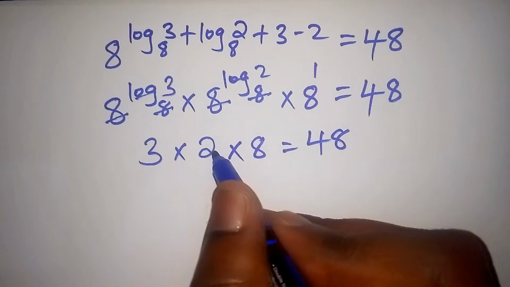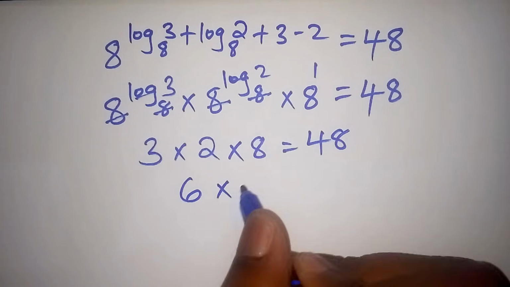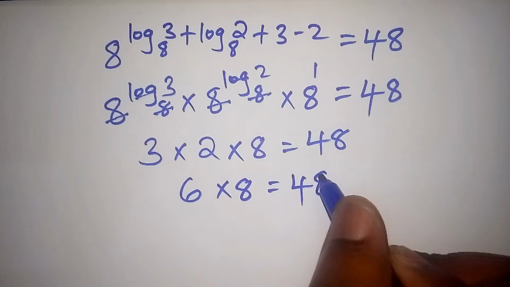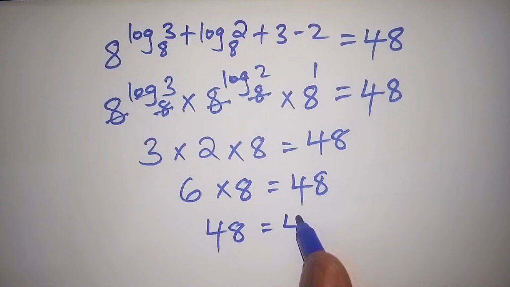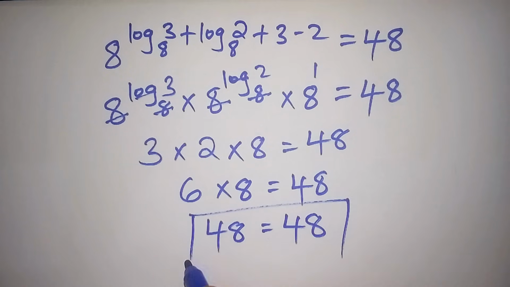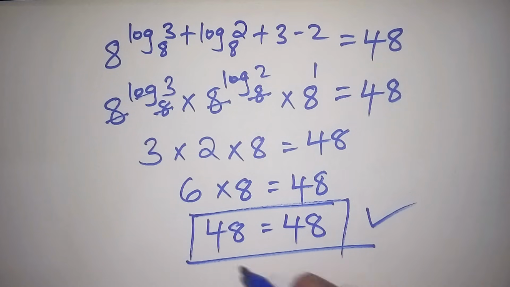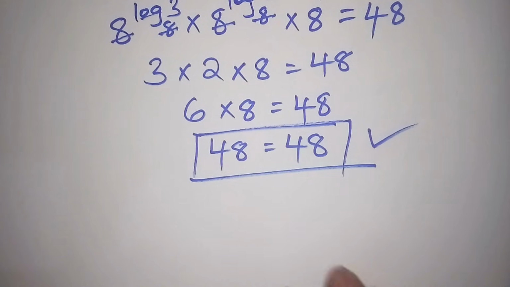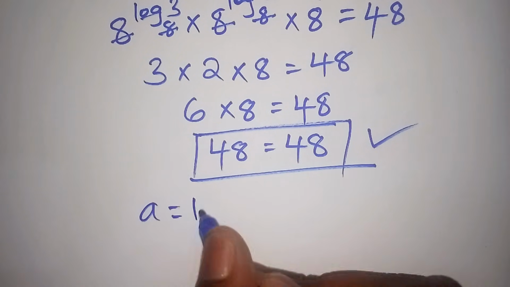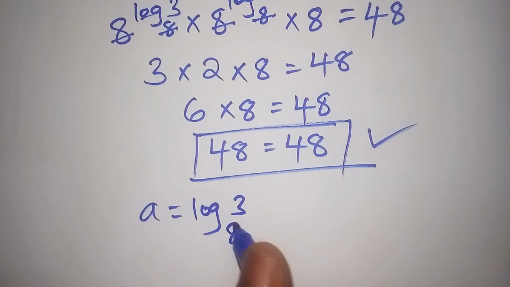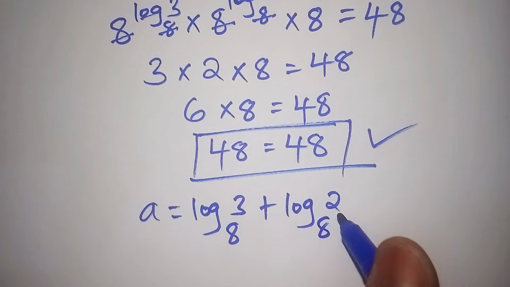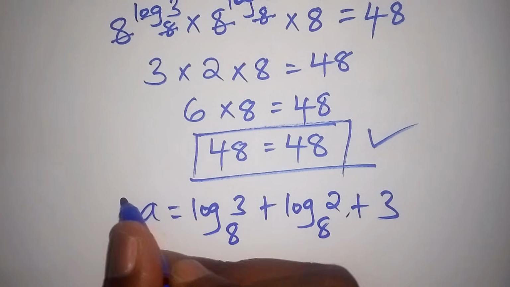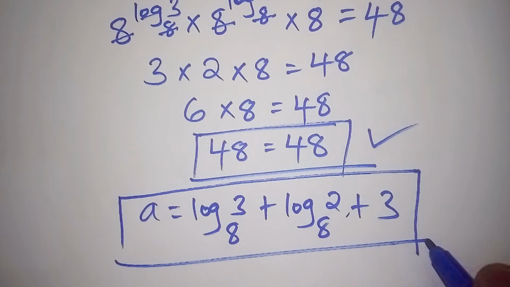So 3 multiplied by 2 is 6, then 6 multiplied by 8 is 48, equals 48. It means that our answer is very correct. We say that the value for a equals the log of 3 to the base of 8 plus the log of 2 to the base of 8, plus 3. This is the correct answer for that maths problem.